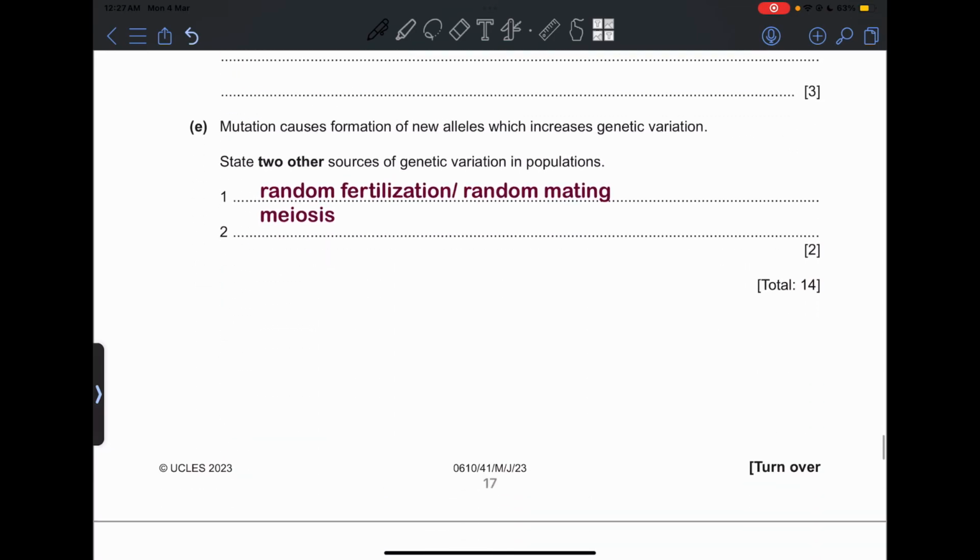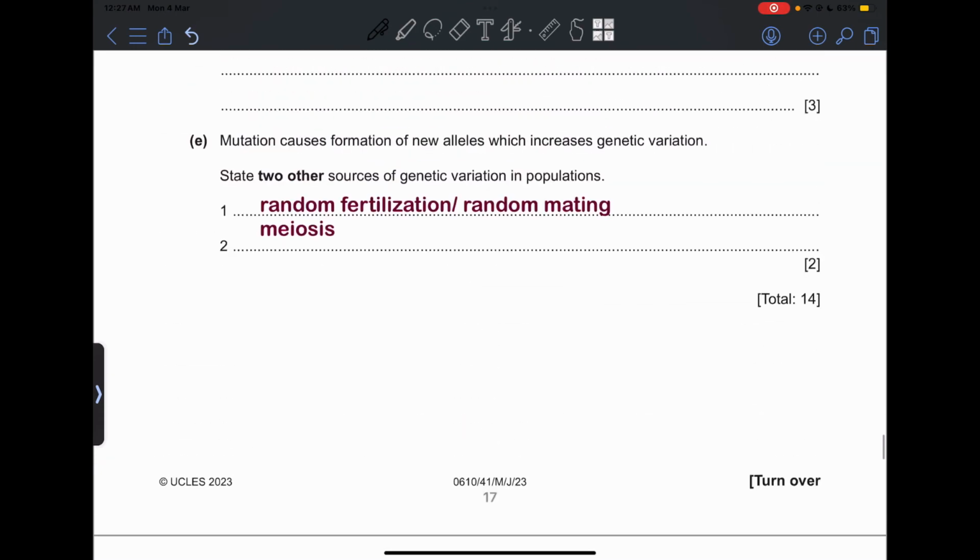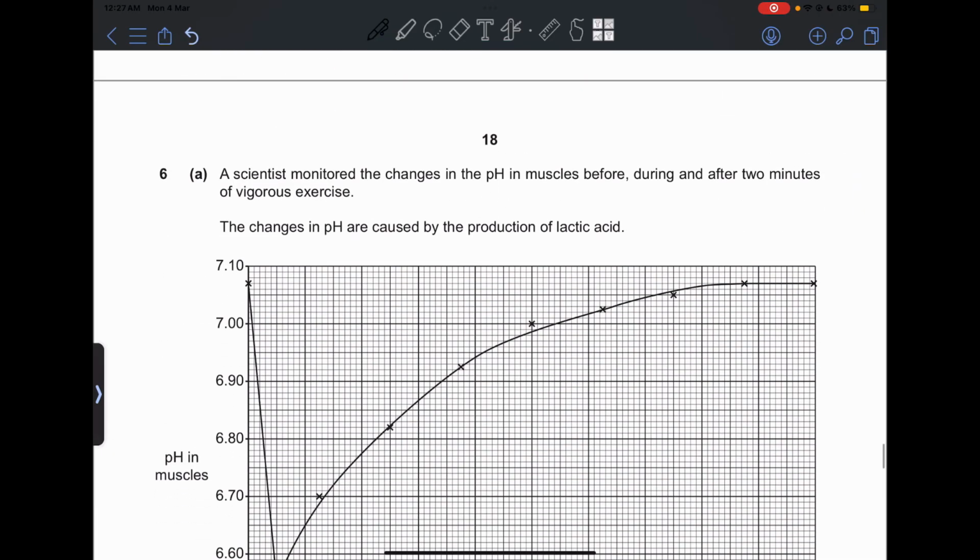E says mutation causes formation of new alleles, which increases genetic variation. State two other sources of genetic variation in populations. This is actually random fertilization or random mating, and meiosis. You can also say mutation for this answer.